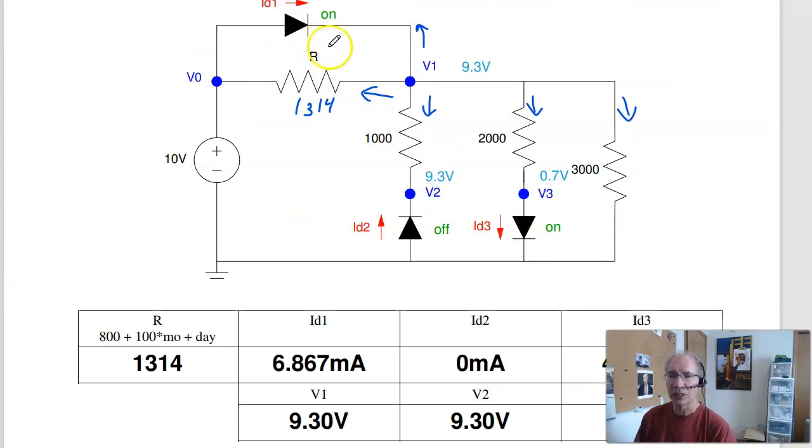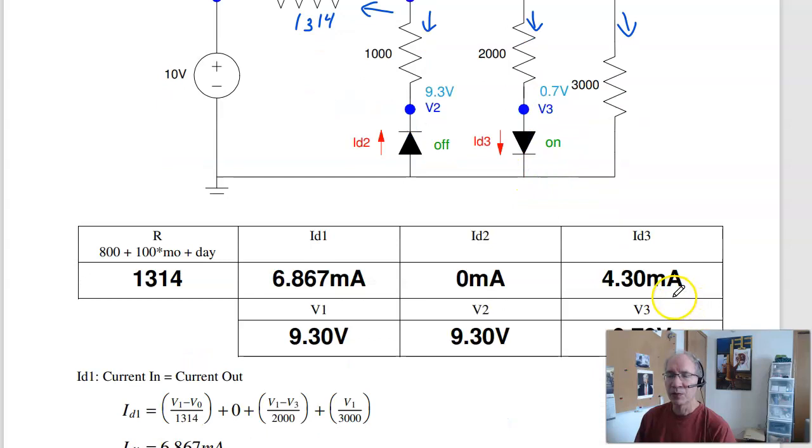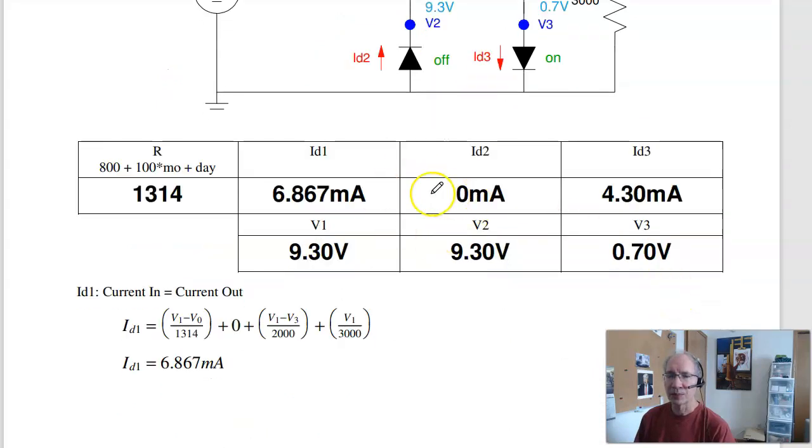Diode 1 is on. Diode 2 is off, 0 milliamps. Diode 3 is 9.3 minus 0.7 over 2000, 4.3 milliamps. So that should be the answers for problem number 3.